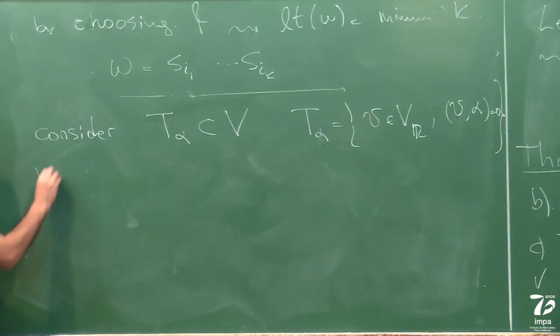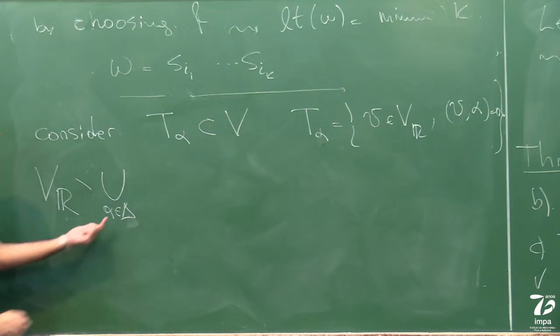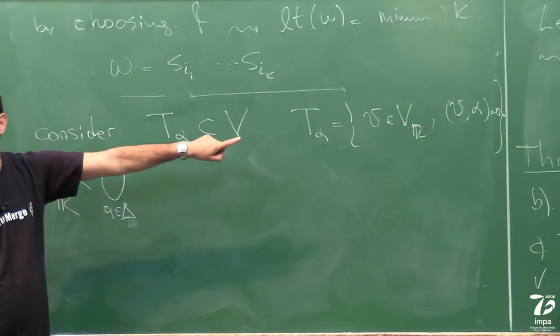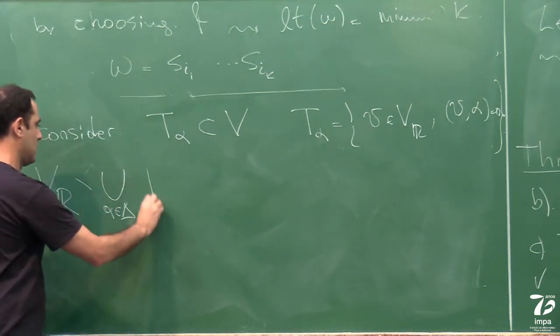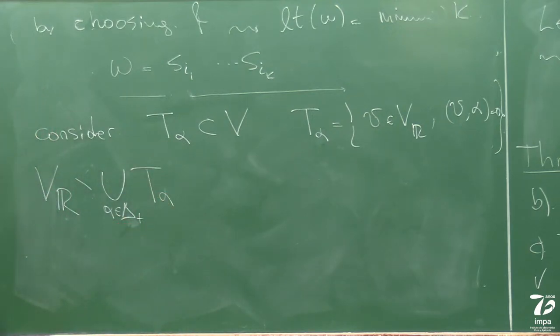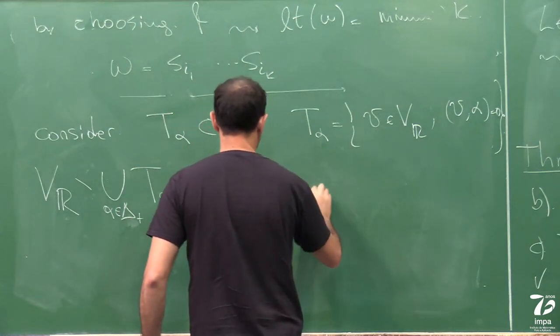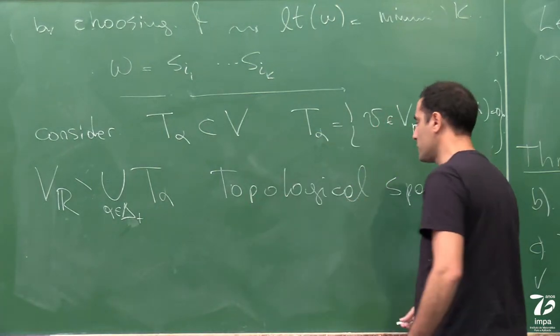So what you can do is look at V_R, and take out all of these spaces. It doesn't matter if you take alpha positive or alpha in delta. Certainly, if the inner product of v with alpha is equal to 0, then the inner product of v with minus alpha is equal to 0. So it doesn't matter if you take the union over delta or delta plus of T alpha. So consider that space as a topological space with the usual topology. It's a subspace of V_R with its usual topology.